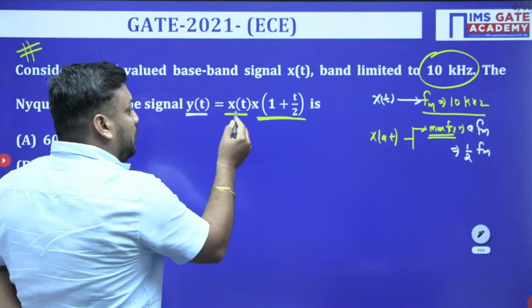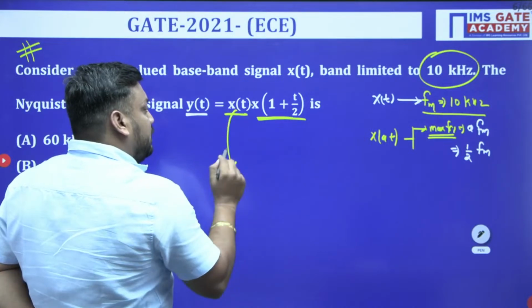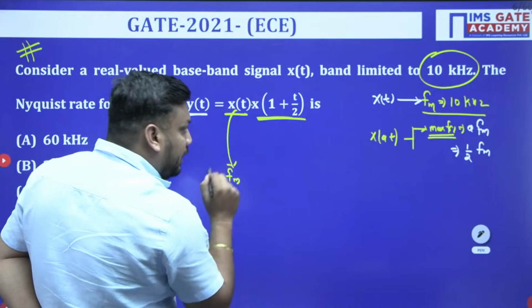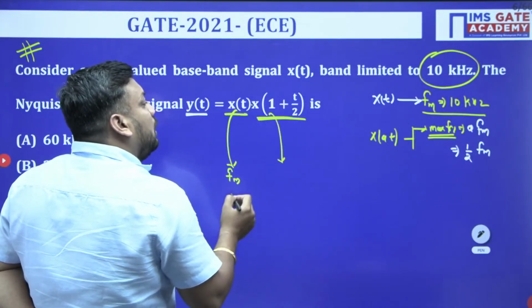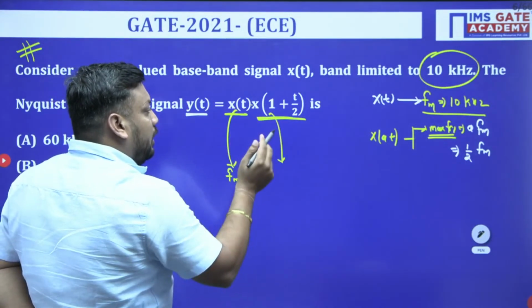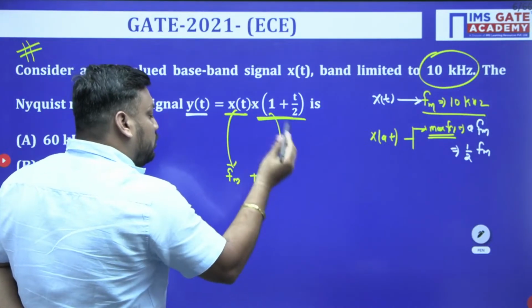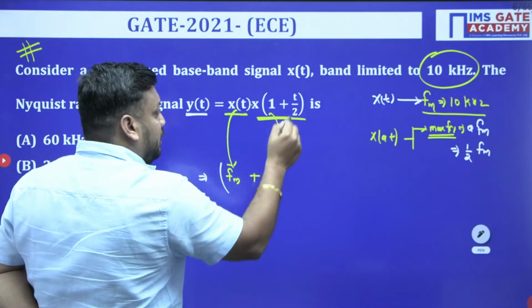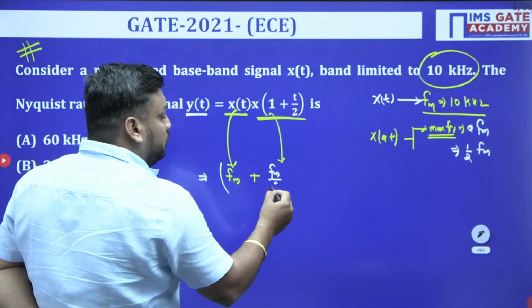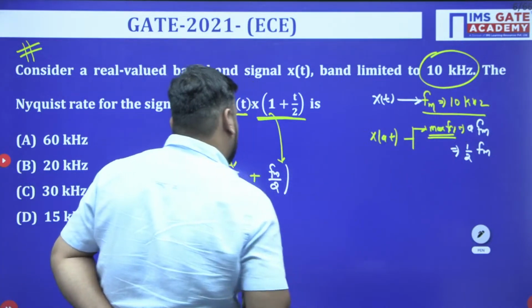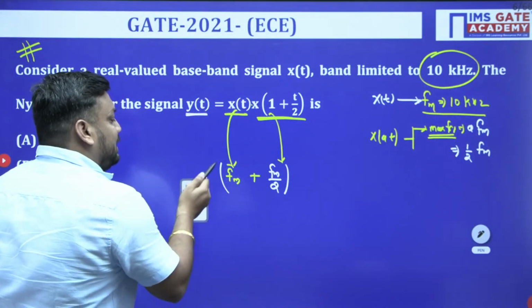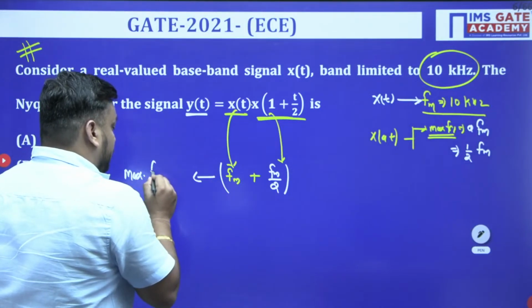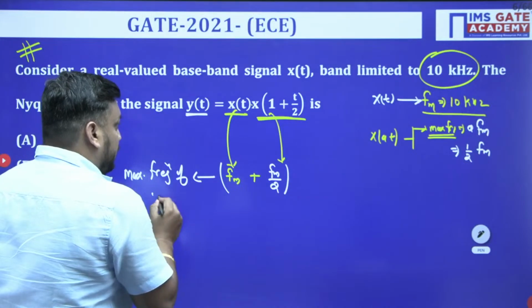So if I talk about the maximum frequency of x(t), then I will get FM, that is nothing but 10 kilohertz. And here multiplication in time is nothing but convolution in frequency. So the frequency we should convolve: FM plus FM by 2, because scaling factor is half now, so half into FM. So this will be the maximum frequency of y(t), guys.